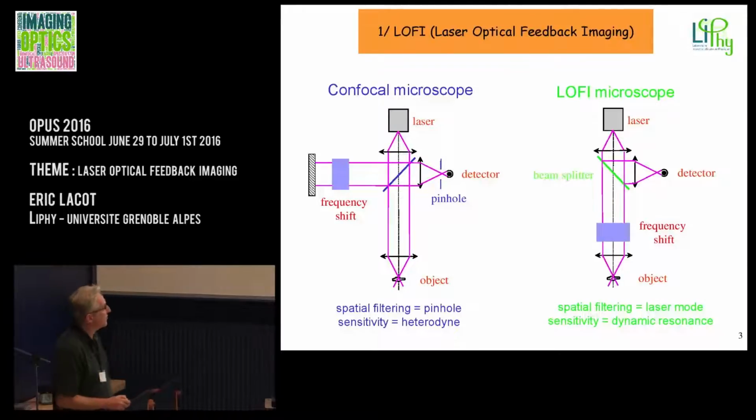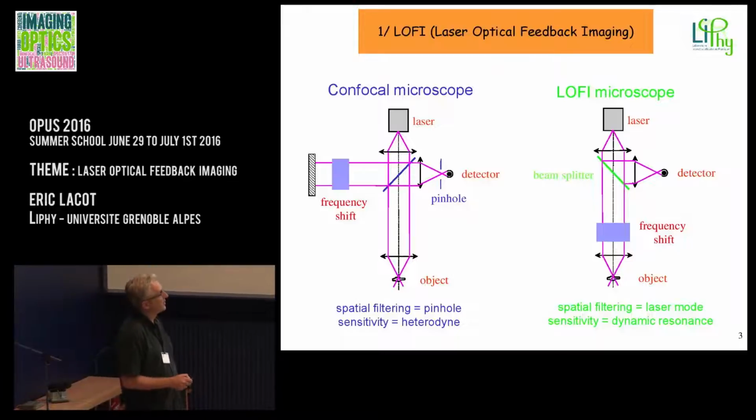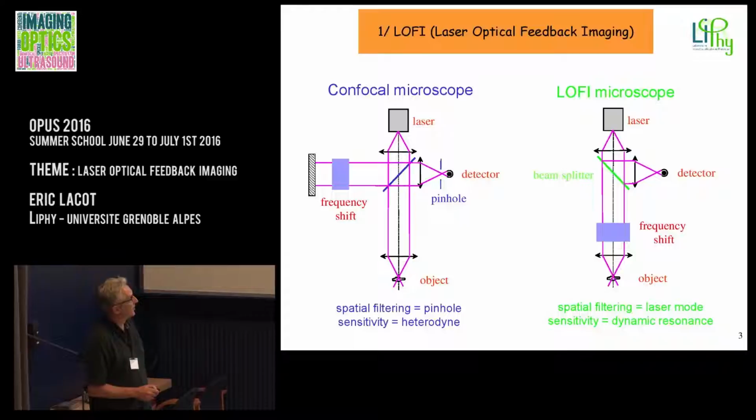While with the Lofi microscope, the light which is reflected by the object is frequency shifted and goes inside the laser cavity, and inside the laser cavity you have a beating between the feedback electric field, which is frequency shifted, and the electric field inside the laser cavity. This beating is amplified by the laser dynamics, and it is this beating which is observed through the beam splitter inside the detector. As you can see, this interferometer is self-aligned due to the fact that the laser is the source and also the detector of photons.